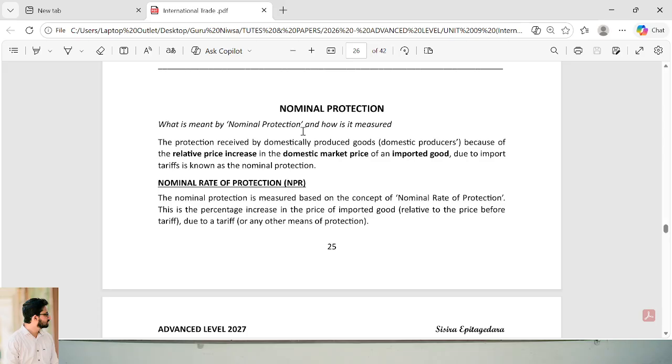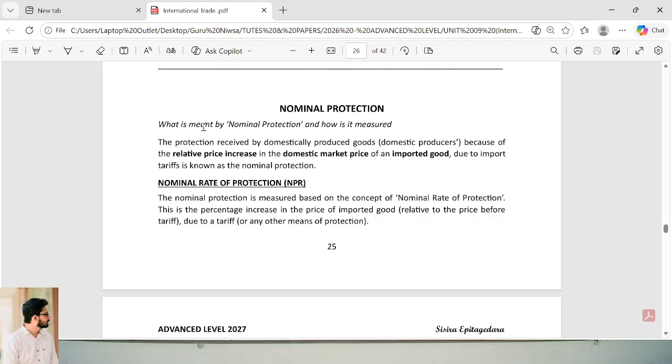Nominal rate of protection means when the government imposes a tariff on imported products. So tell me, what happens to the price of the imported product when a tariff is imposed by the government? It increases. Then due to this increase in the price of the imported product, domestic producers get an advantage.